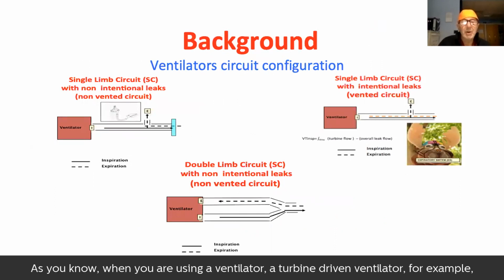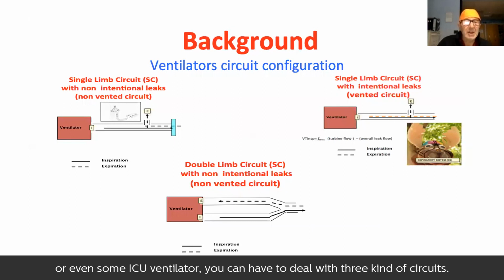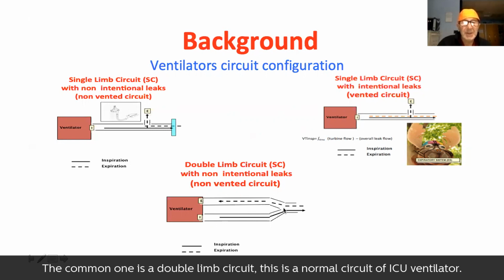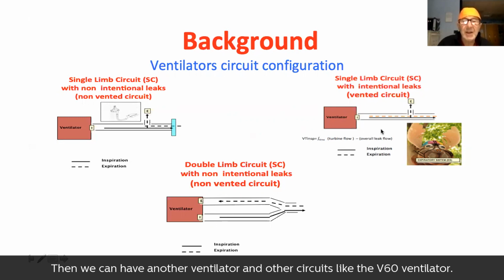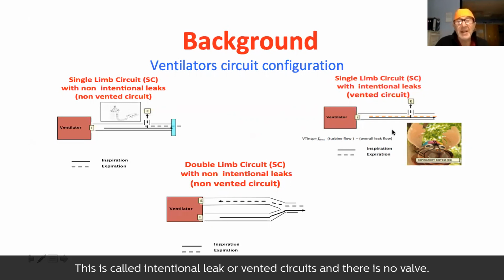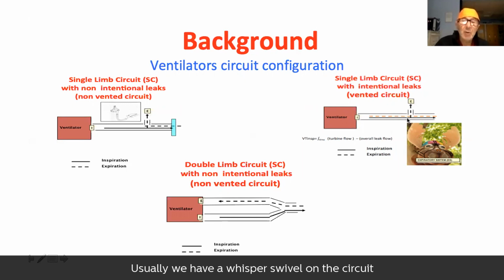As you know, when you are using a turbine-driven ventilator, for example, or even some ICU ventilators, you may have to deal with three kinds of circuits. The common one is a double limb circuit. This is a normal circuit of an ICU ventilator. Then we can have other ventilators, other circuits like the V60 ventilator. This is called intentional leak or vented circuit, and there is no valve. Usually we have a whisper swivel on the circuit, or we have a mask that is usually named a vented mask. The vented mask, as opposed to the non-vented mask, has some small slots or holes in the interface.